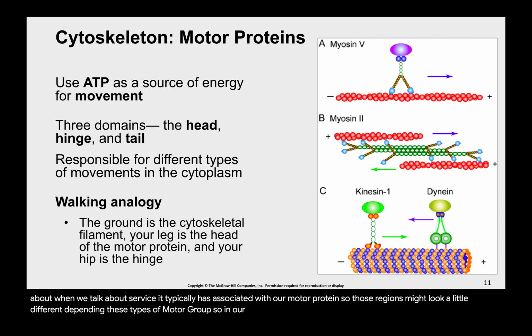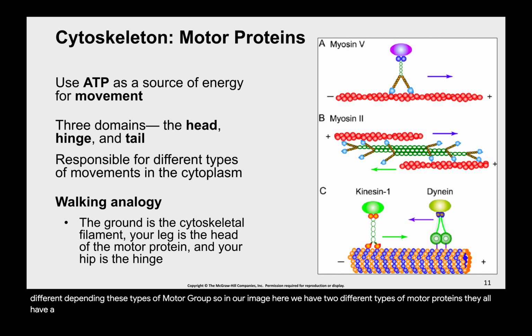In our image here, we have 3 different types of motor proteins. They all have a head. The head is the part that actually physically connects with these filaments. So we have the green heads up here, a green head here as well. These are orange. Don't know why they changed the color for that image. They have a tail. The tail is this long connection piece in here.